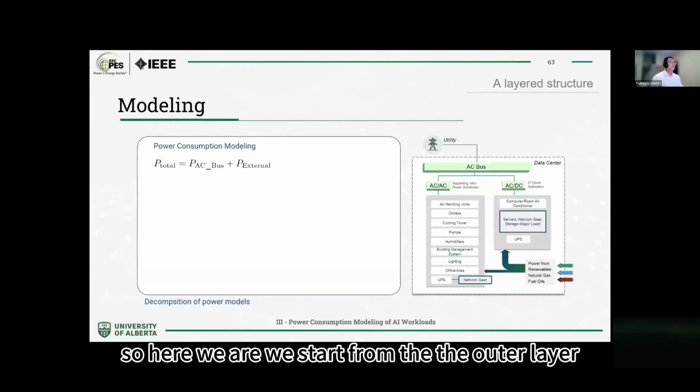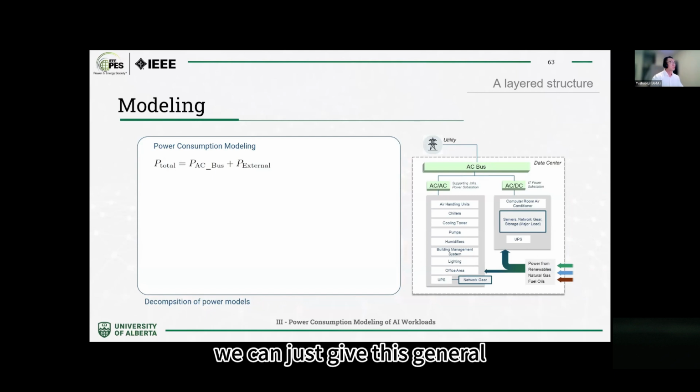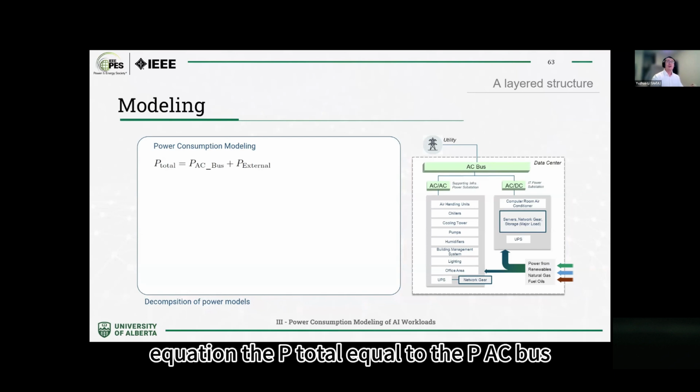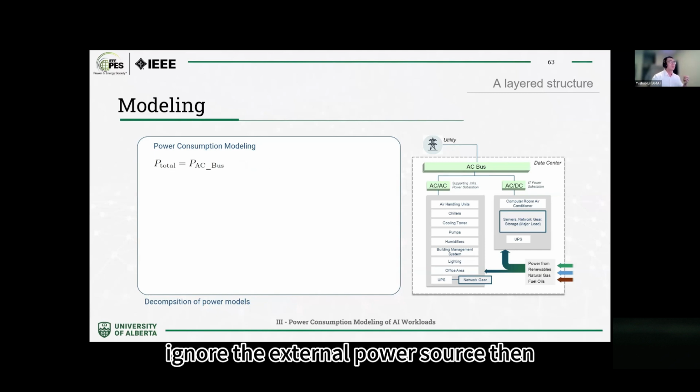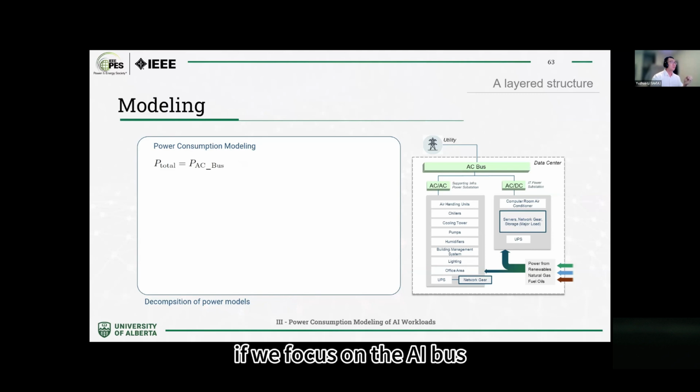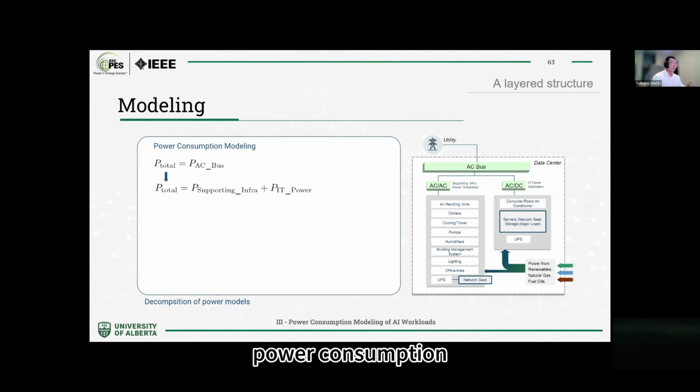So here we start from the outer layer. If we look at the data center example shown here, we can give this general equation: P_total equals P_AC bus plus P_external. Then, if we ignore the external power source and focus on the AC bus, we can decompose it into supporting infrastructure and IT power consumption.